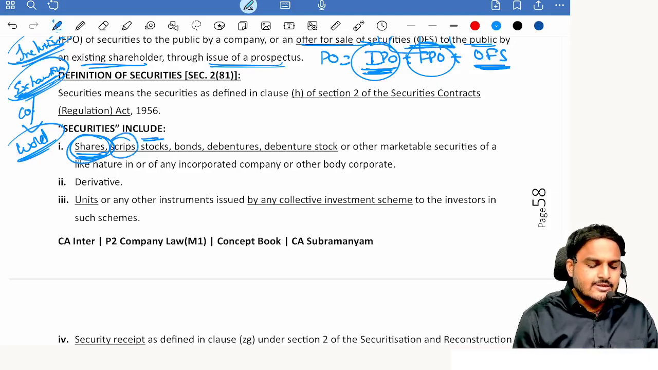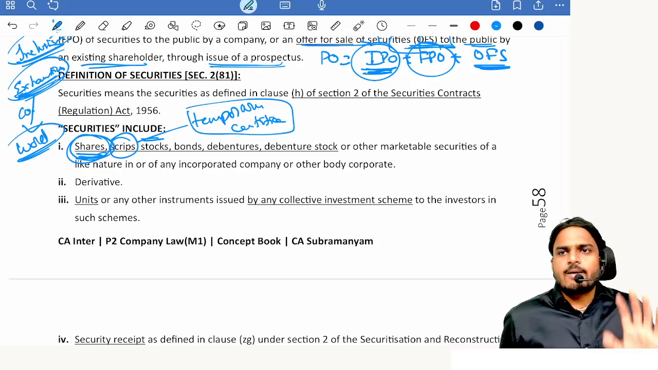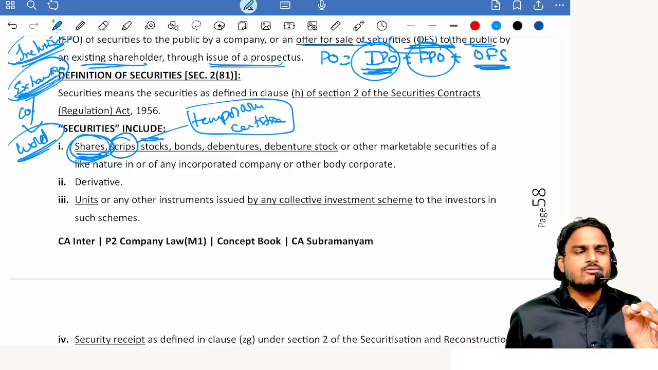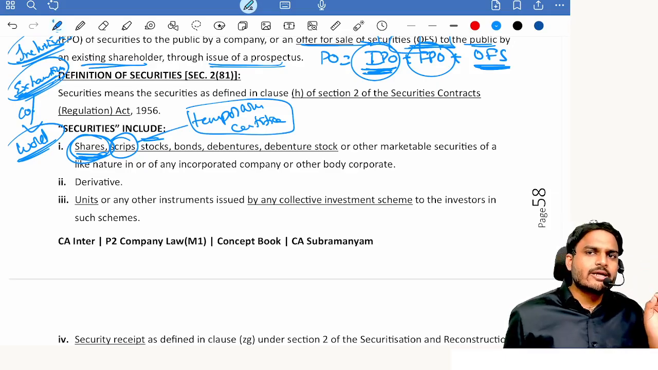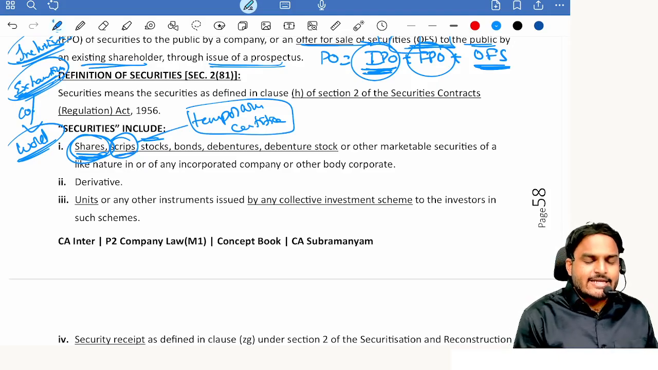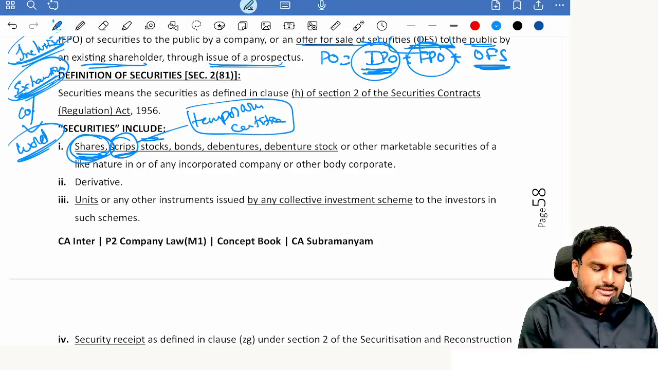Next one, scrips. This is a temporary certificate. This is also a share only, but a temporary certificate. Until the original share certificate is issued, the company will issue a temporary certificate. So today allotment happened. Don't think that immediately the company will issue shares to you. They will give you a token, saying that on such and such date the company will issue shares to you. Until then, we call it a scrip. Getting my point, students? So it is also a security.